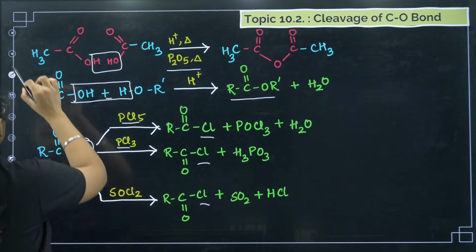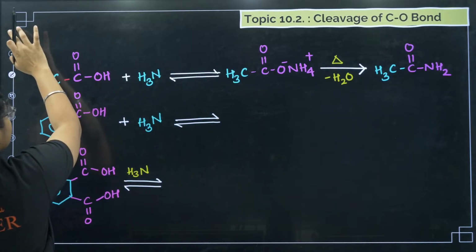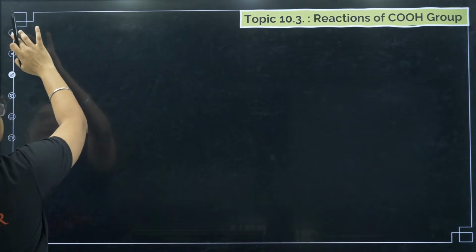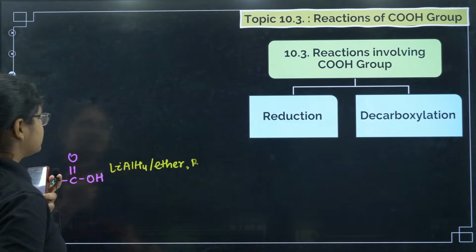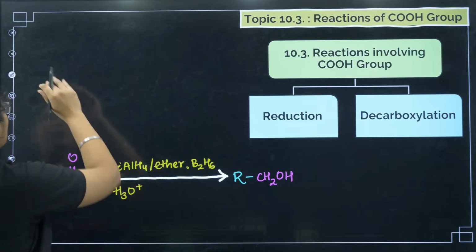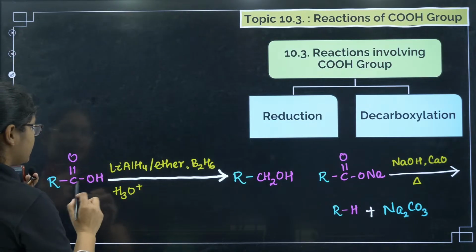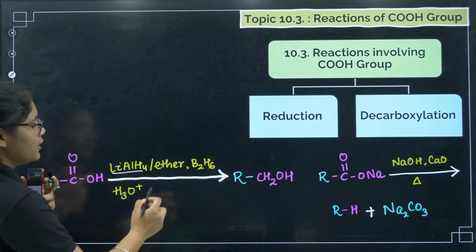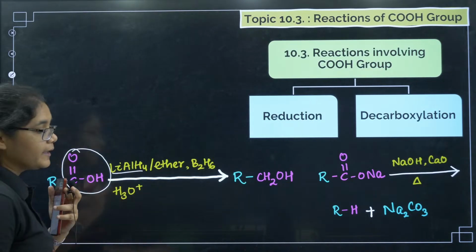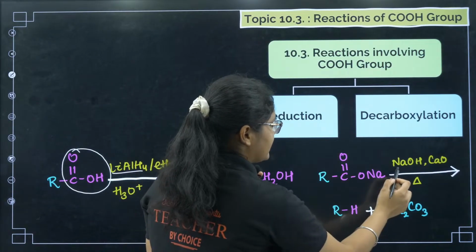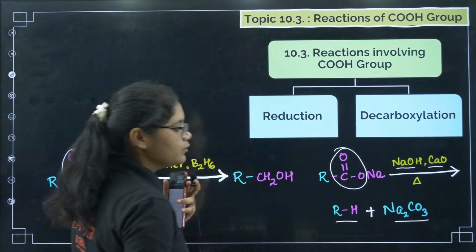Okay, next we have cleavage of the C-O bond. Next we have reactions involving the COOH group, so there I have reductions and decarboxylation. For reduction, you can use LiAlH4 in ether, which will reduce the acid group to an alcohol group. Next we have the decarboxylation reaction, with NaOH and CaO, that will reduce this to RH plus Na2CO3.